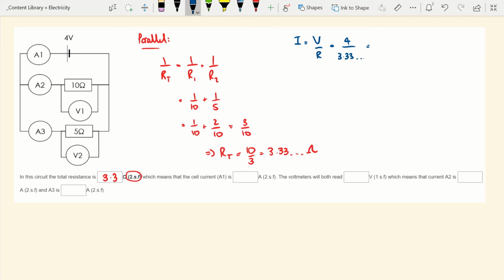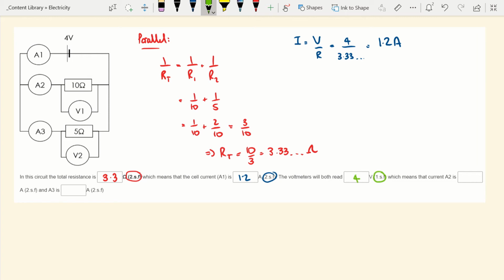So let's just put this on my calculator. 4 divided by answer gives us 1.2 amps. That is already a two significant figure number, so we don't need to do anything to that. In this case, the voltmeters will both read 4 volts, and it wants it to one significant figure, so we wouldn't be writing 4.0 in there. And we know that because they're in parallel, so the potential difference across them must be the same.